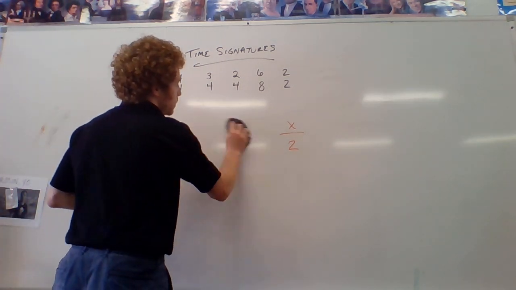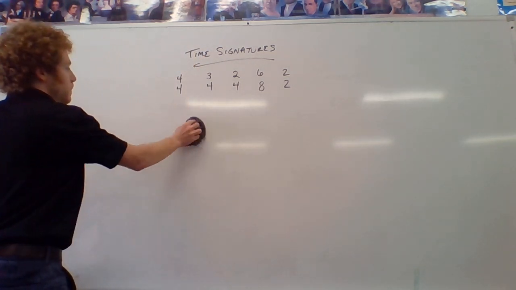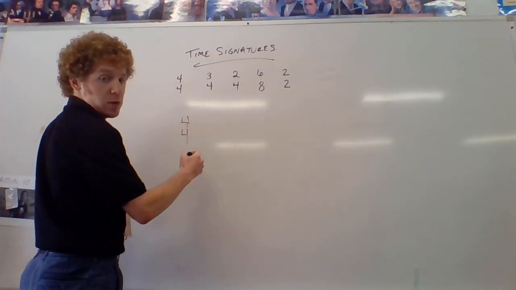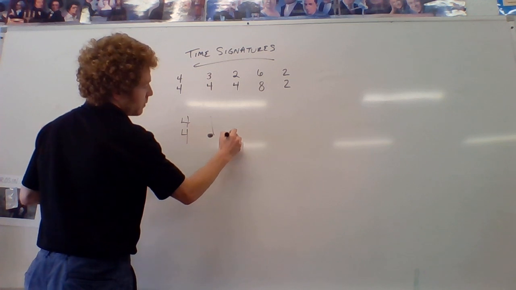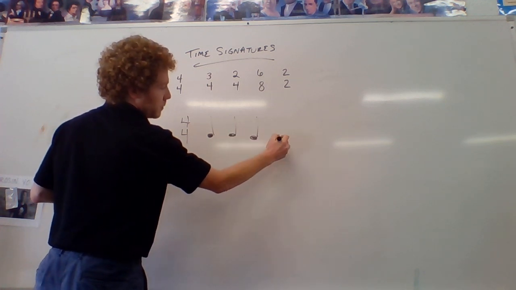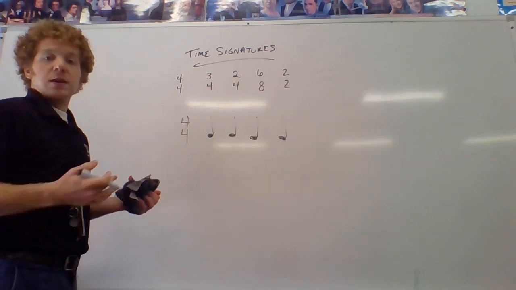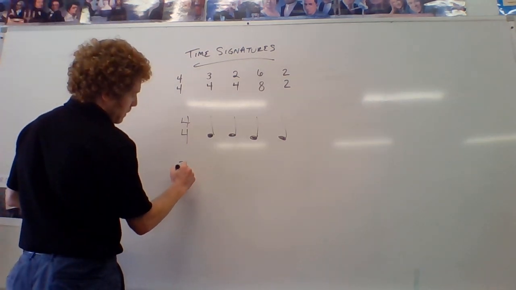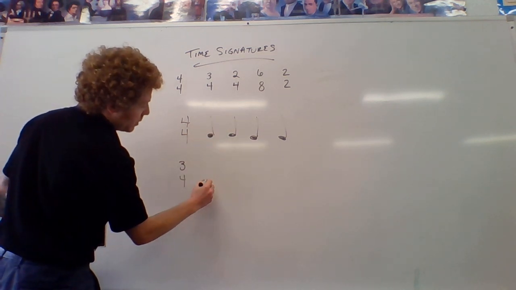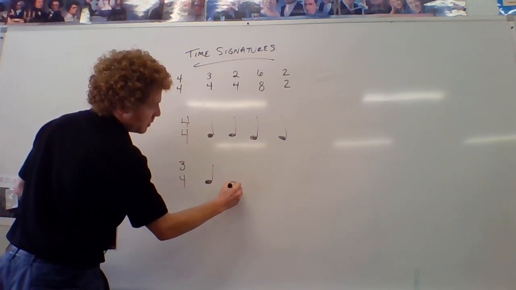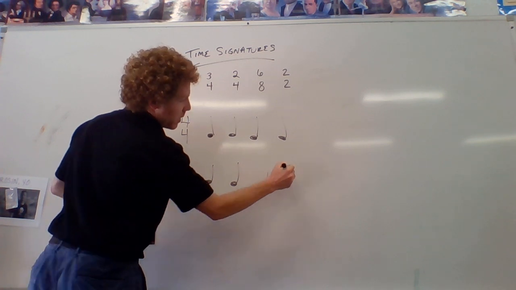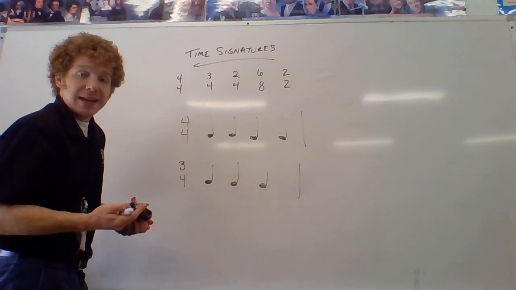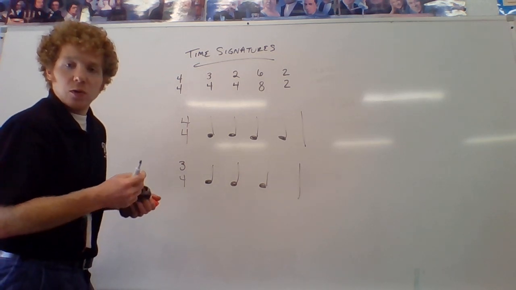So, in 4/4 time, you can fit 4 quarter notes in one measure of music. Okay, you can also fit different combinations that add up to 4 quarter notes. In 3/4, you can fit 3 quarter notes in one measure of music. Alright, I'll add those bar lines just to be clear. You could also include any combination that would add up to 3 quarter notes.